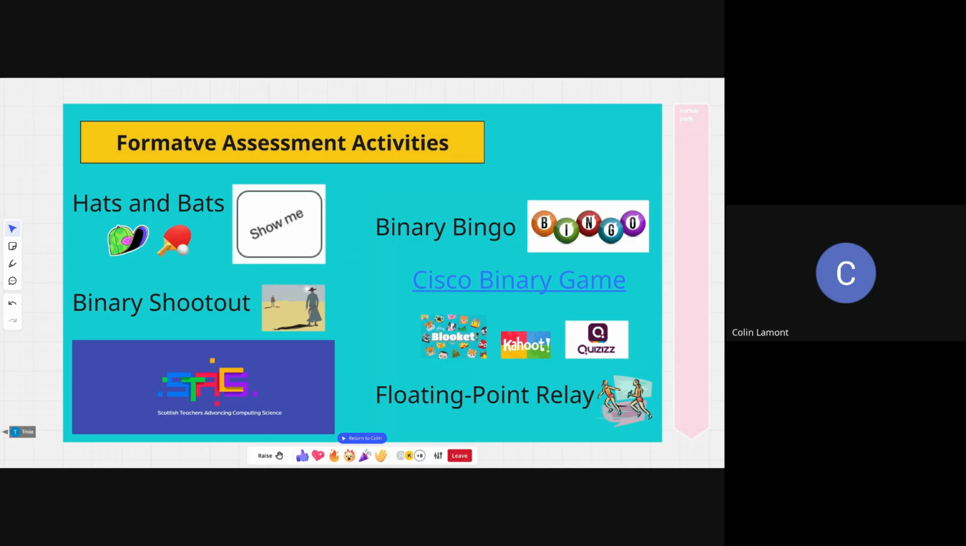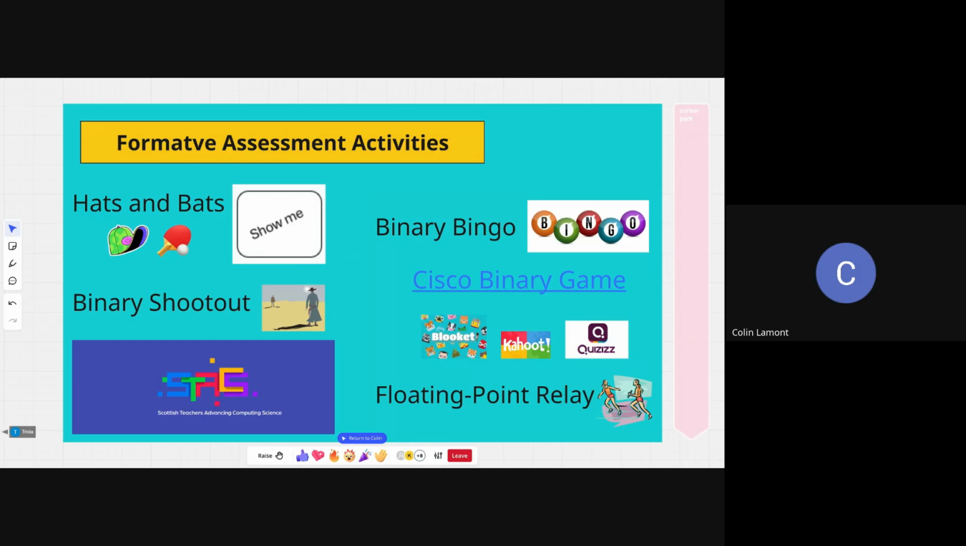You can make up your own, you can adapt things that are there. AI is really good. So you just ask AI to give you a battery of binary questions and it'll do all the kind of hard work for you. And you can use those questions in any number of different ways that you want in terms of formative assessment.